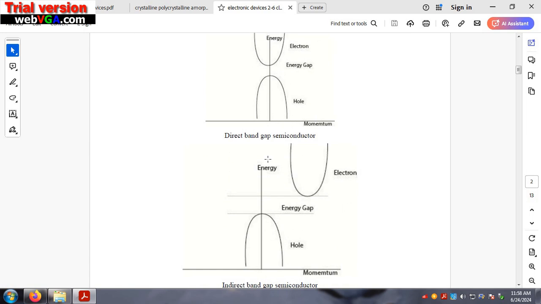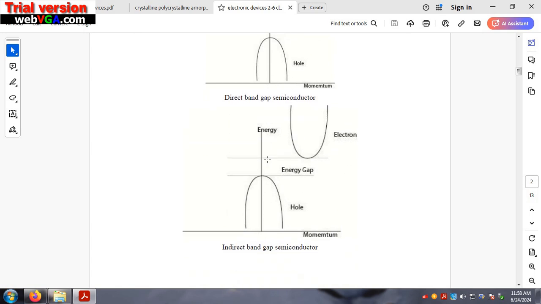Now if we consider the indirect band gap semiconductor, then if the energy of the valence band and the conduction band is like this, that means the maximum of the valence band and the minimum of the conduction band are not in the same line, then what happens?